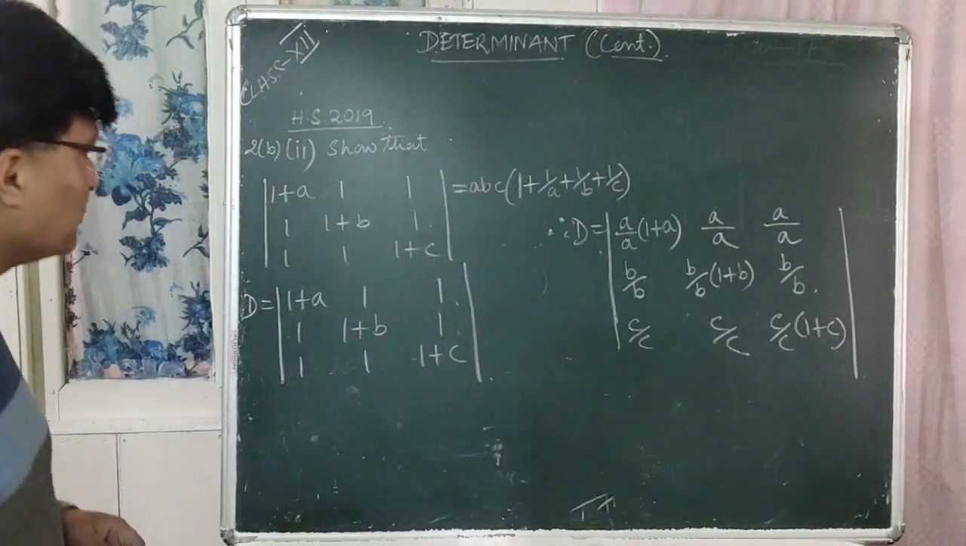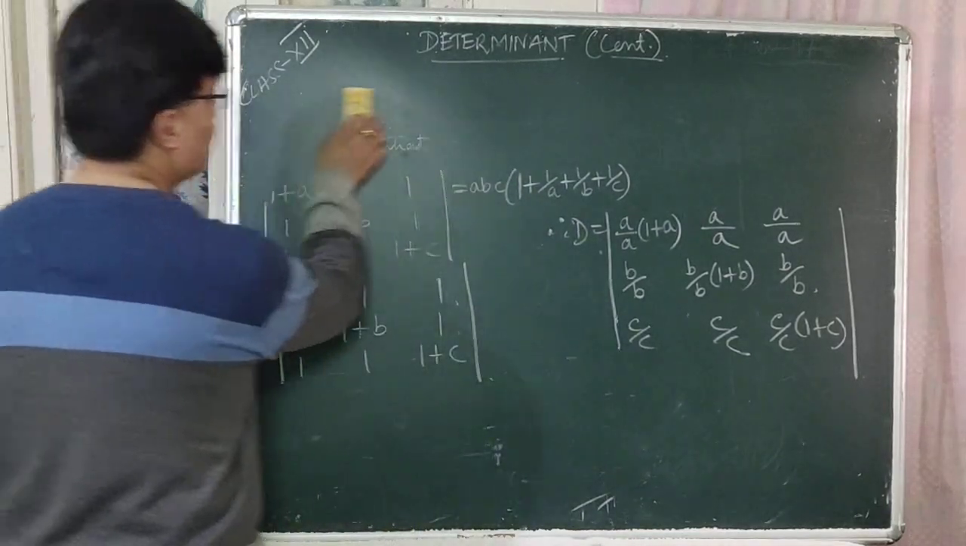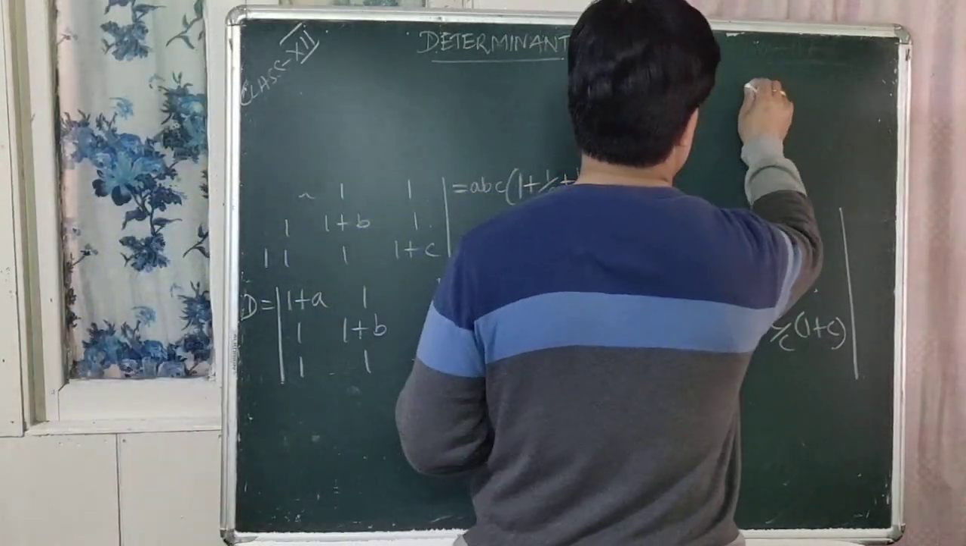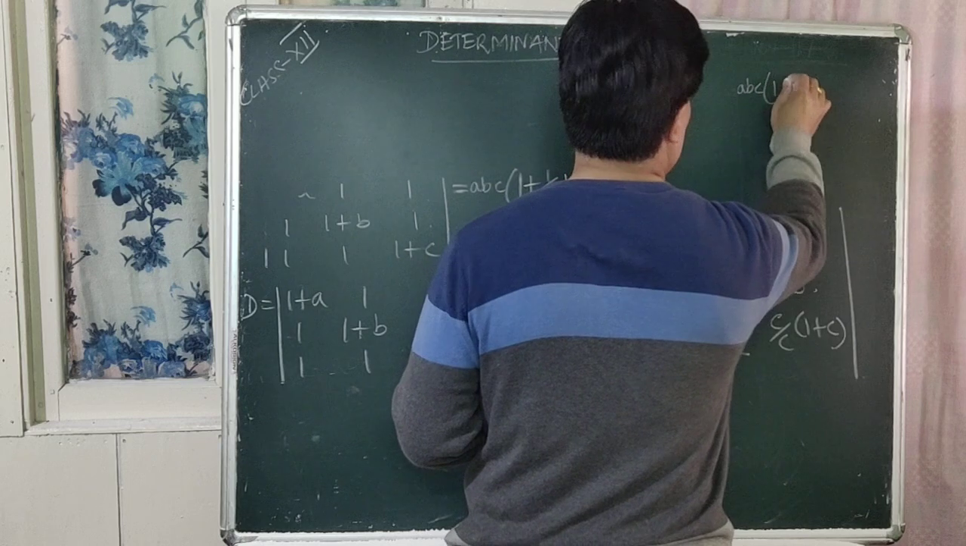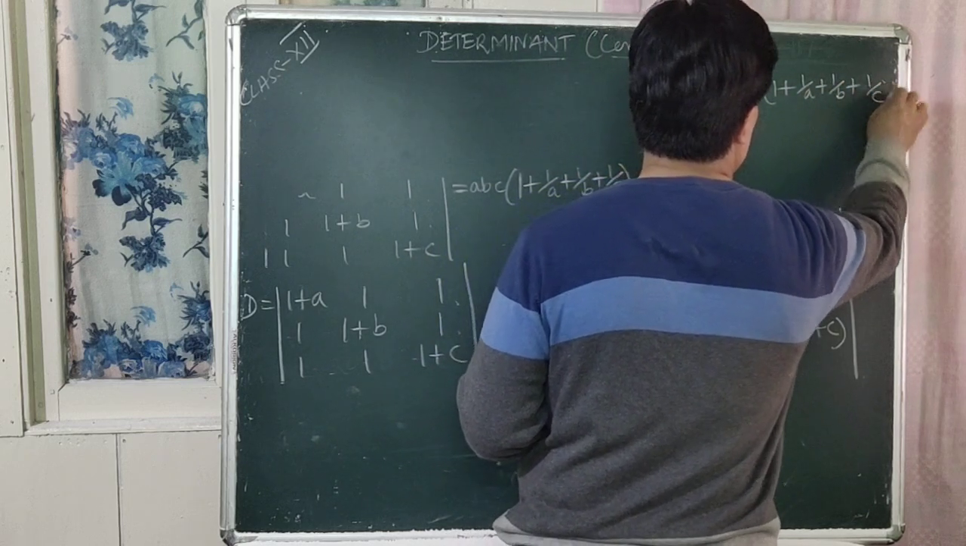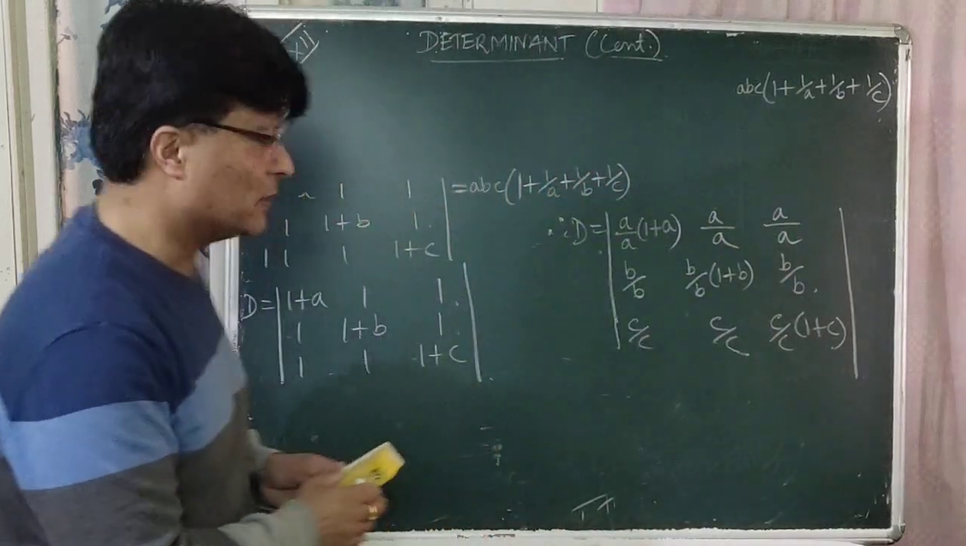Okay? So now you have to prove this result. Let us write it here. ABC within bracket 1 plus 1 upon A plus 1 upon B plus 1 upon C. We will prove this result.